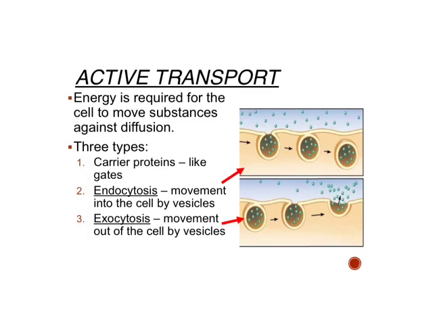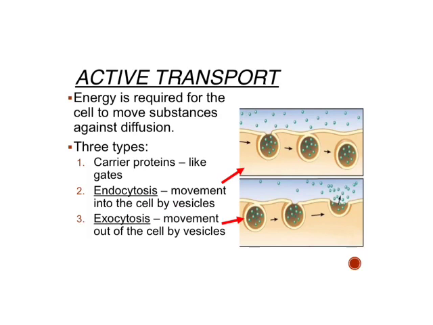Finally, sometimes the cell needs to move substances across the membrane using energy. It's going against diffusion. So the substances would like to move in by diffusion, but the cell's actively removing them. There are 3 types of this. In the first example, carrier proteins act like little gates and push the molecules out of the cell or into the cell using energy. This is the key. In active transport, energy is required. So these carrier proteins act like a little pump to pump it out.